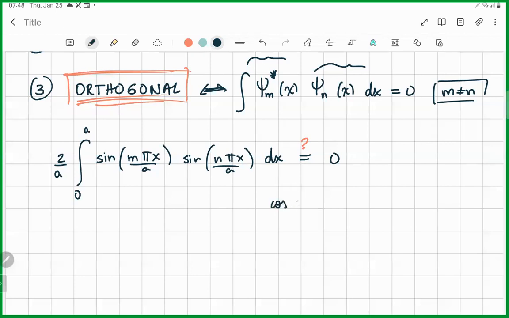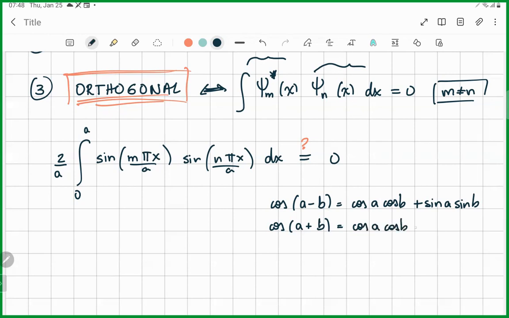Suppose we have cosine of a minus b. Do you remember how you can write that? You can write cosine of a, cosine of b, plus sine of a, sine of b. You must have learned this before. Well, how about if I put cosine of a plus b? This is cosine of a, cosine of b, now minus sine of a, sine of b. Why am I doing this? Because in our integral, we have two sines.